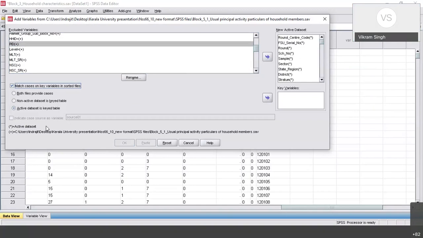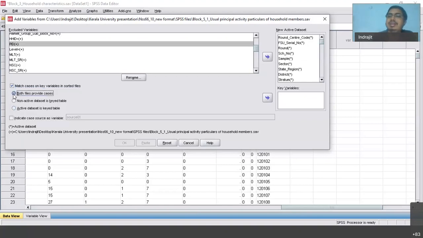Why? Because both files have the same number of cases. Exactly. So earlier I had the household and I had to merge household with individual. Now I have individual and I have to merge with another individual characteristics file only. So the number of cases is 459,000 in both the files. So both files provide an equal number of cases.